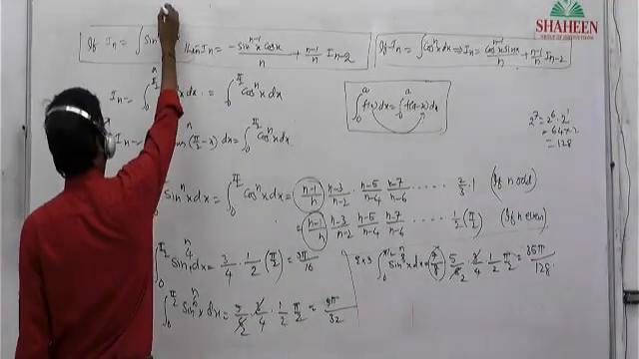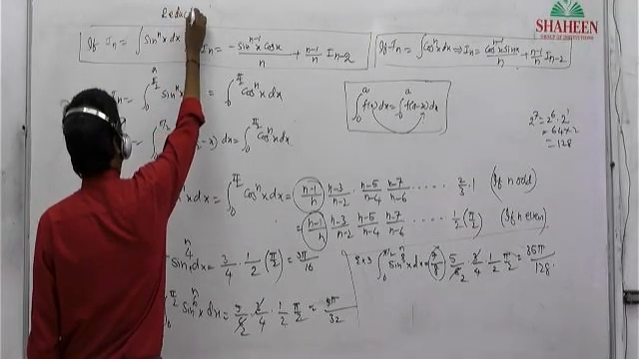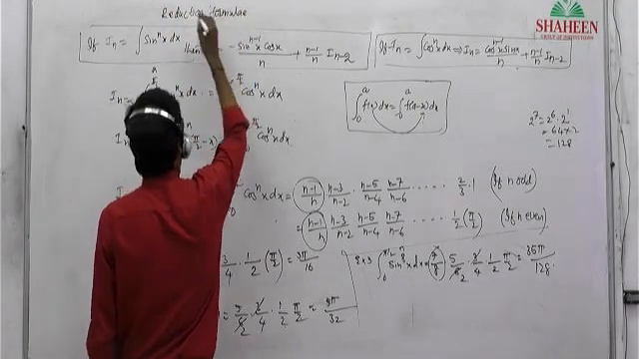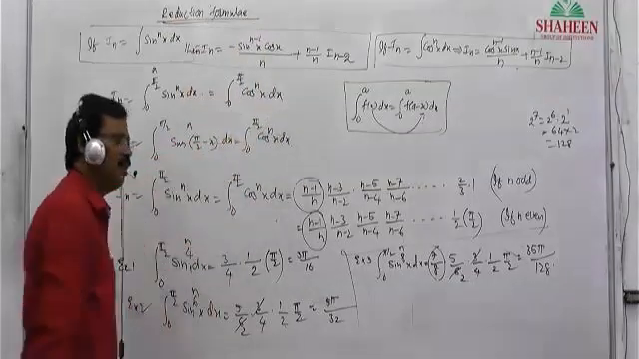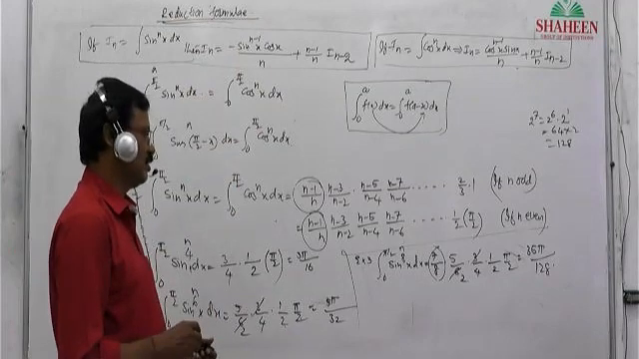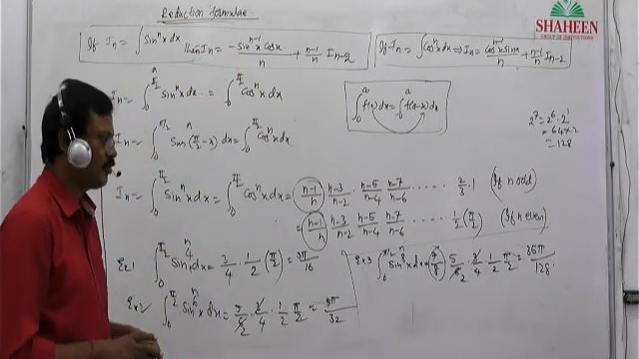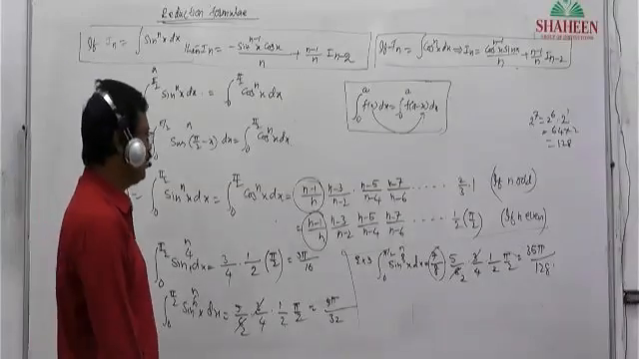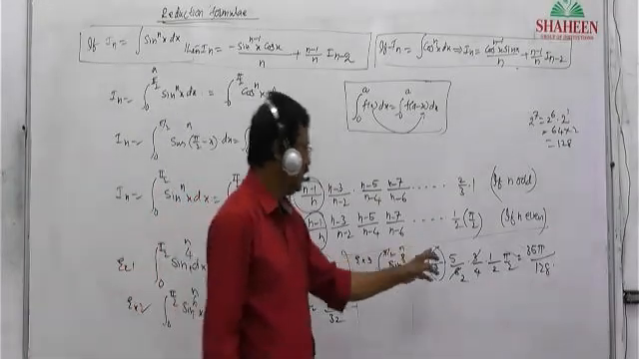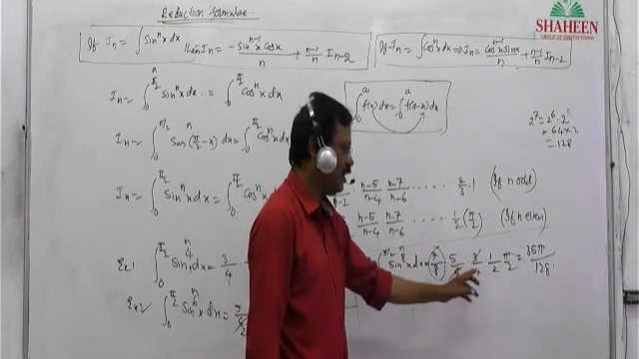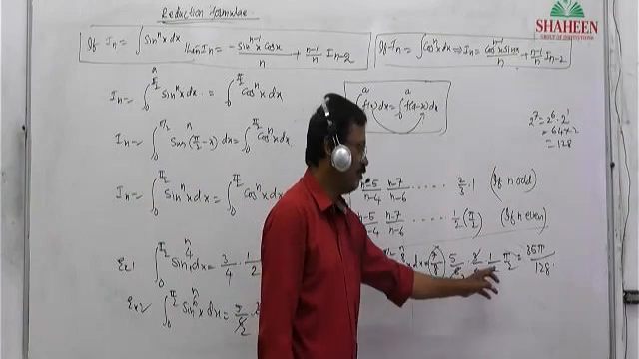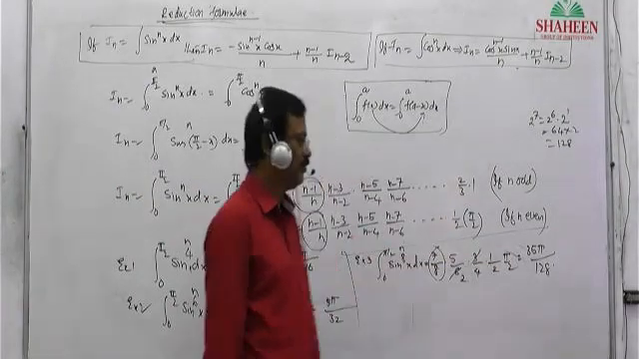These are the reduction formulae in the definite integrals. To write the answer, only remember the first number. The next numbers we can write easily: 7, 7 minus 2 is 5, 5 minus 2 is 3, 3 minus 2 is 1; 8 minus 2 is 6, 6 minus 2 is 4, 4 minus 2 is 2, then 1 by 2, pi by 2.